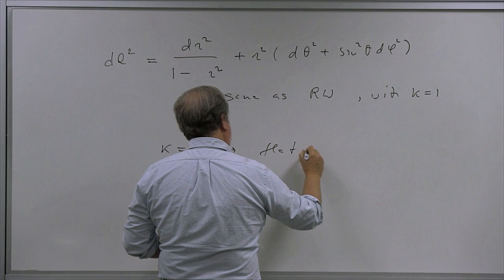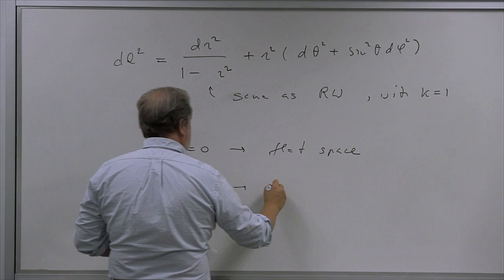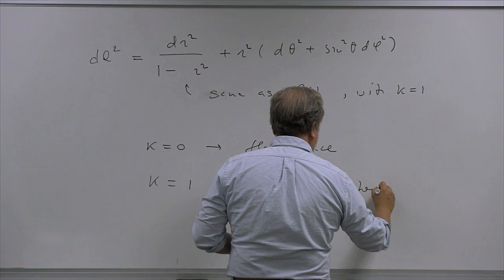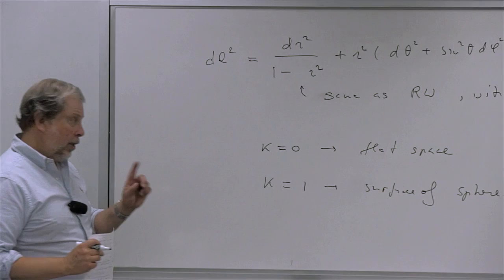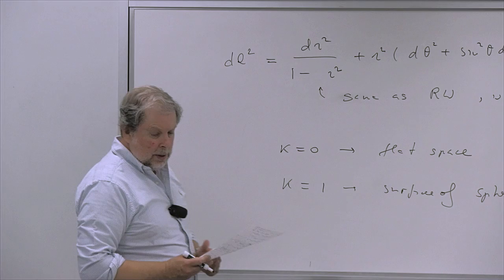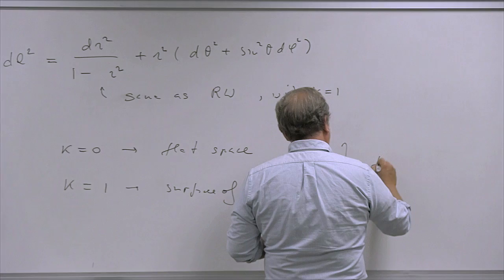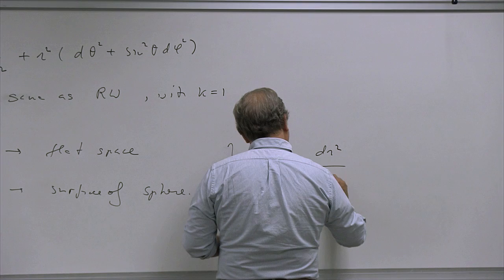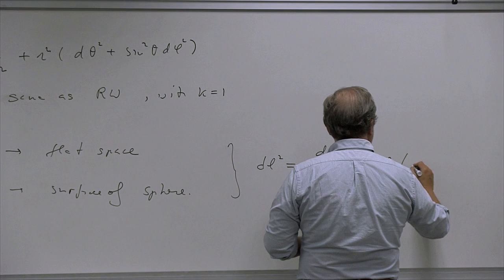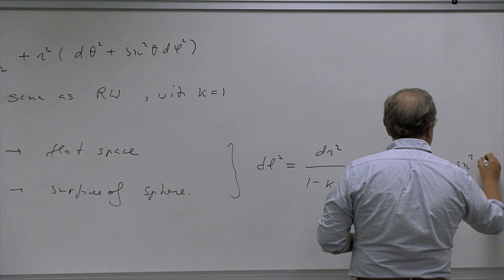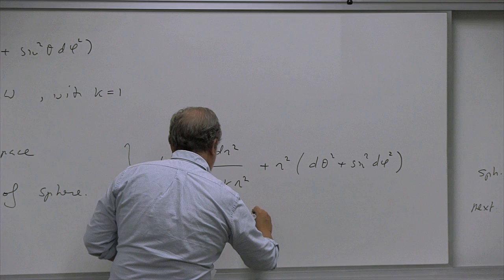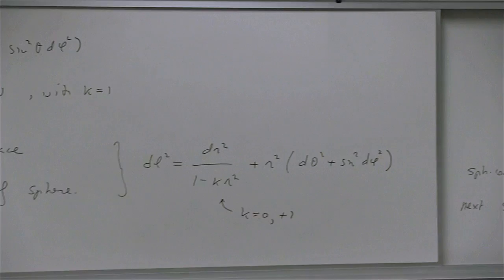And k equal to 1 is the surface of a sphere, so a sphere in four-dimensional space where we just look at the surface. And so that leaves the case of k equal minus 1. So we can write these two together as dl squared is equal to dr squared over 1 minus k r squared plus r squared times d theta squared plus sine squared theta d phi squared, right? Like this. So we can have those two cases, k equal to 0 and plus 1. So that leaves the third case, which is k equal to minus 1.